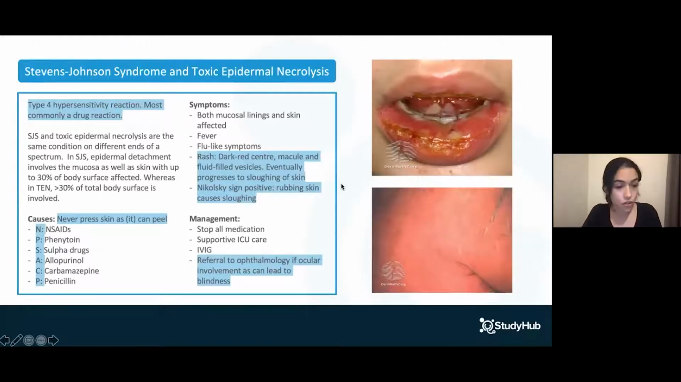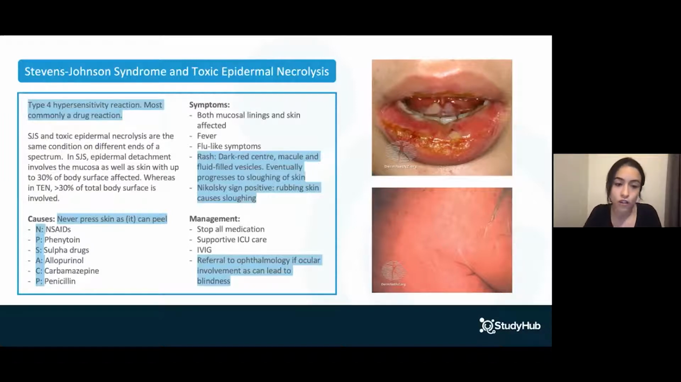So as you can see here, both of these conditions essentially are the same condition, but on a spectrum. Stevens-Johnson syndrome, you can classify it as affecting less than 10% of the body. If 10 to 30% of the body is affected, then there's an overlap between Stevens-Johnson syndrome and toxic epidermal necrolysis. And if there's more than 30% of the body affected, then it's classified as toxic epidermal necrolysis. And what are these two conditions? Essentially, they're type 4 hypersensitivity reactions. They're T-cell mediated, and they occur with drug use in particular.